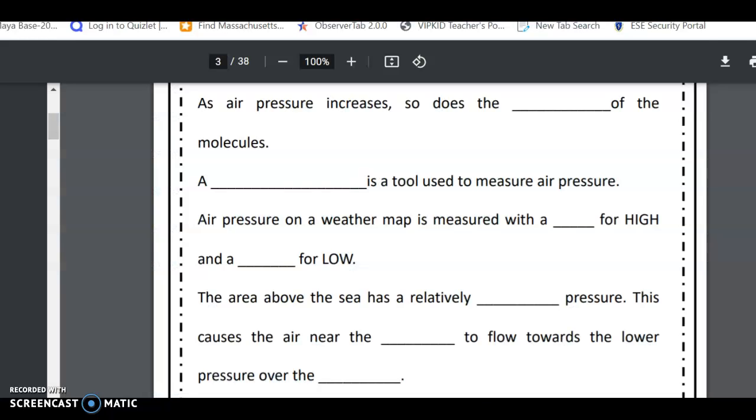Now let's talk about your forecast skills and some symbols you're going to need to be able to look at a map and decide what's happening on that weather map.